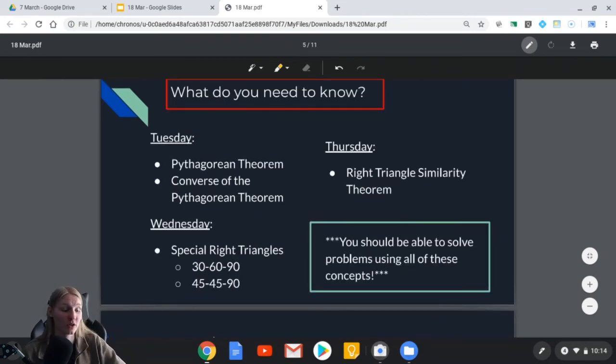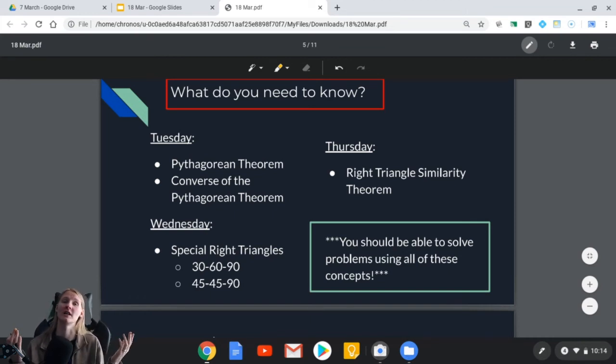Okay, so what do you need to know? Remember last Tuesday we went over the Pythagorean theorem: a squared plus b squared equals c squared, if you have a right triangle. The converse of the Pythagorean theorem: if a squared plus b squared equals c squared, then I have a right triangle. On Wednesday, we talked about special right triangles, the 30-60-90 triangle, the 45-45-90, and the special relationships between their sides. On Thursday, we did the right triangle similarity theorem.